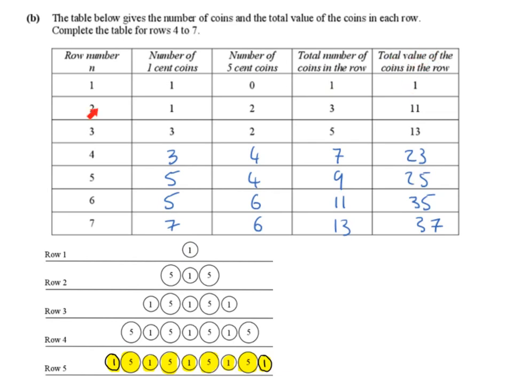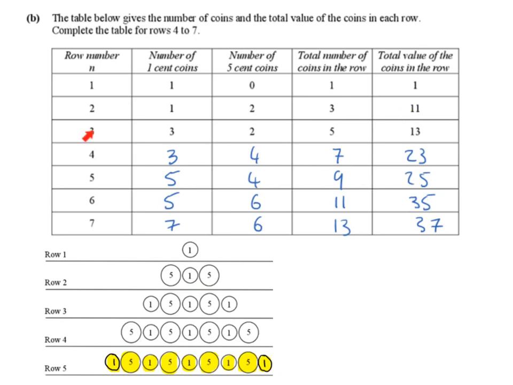So then for row 2, the number of 1 cent coins is 1. So we can see we've got a single 1 cent coin in the middle there for row 2. The number of 5 cent coins is 2. So we've got a 5 cent coin either side of the 1 cent coin. The total number of coins is 3. 1, 2, 3. And the total value of the coins is 11. 5 plus 1 plus 5 is 11.